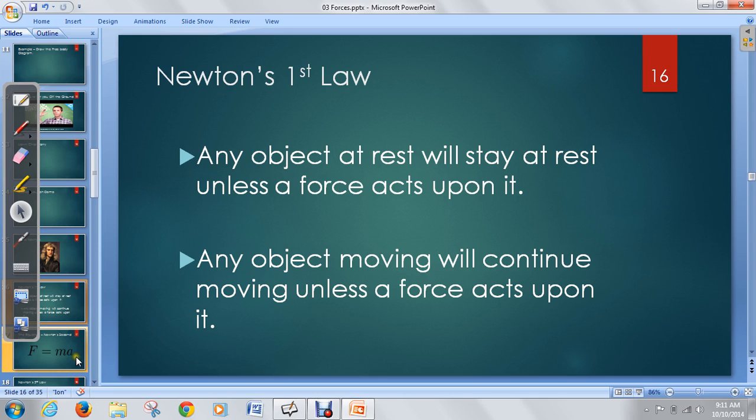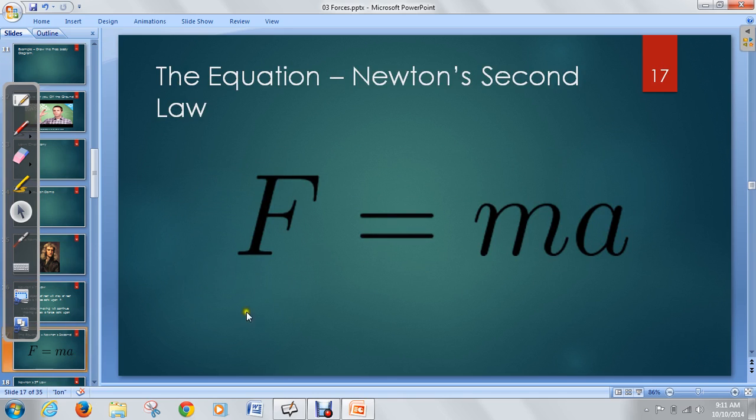Newton's second law is really the mathematical equation that force equals mass times acceleration. So you should know this equation, and it's really the basis for a lot of other equations, but it's just a simple idea that as I apply a force, I'm going to cause an acceleration. So the more force I have, the more acceleration.